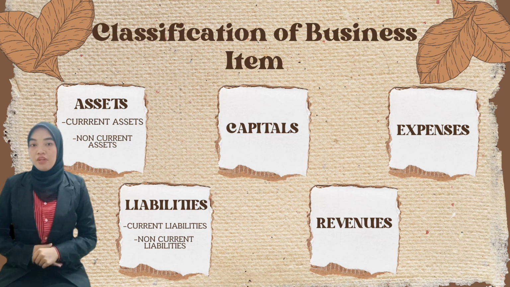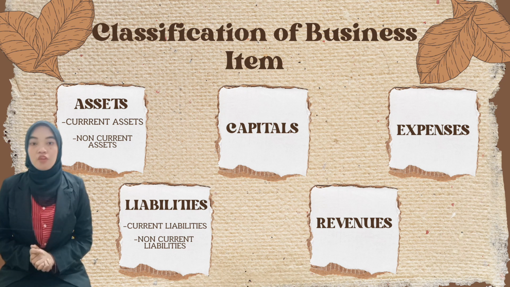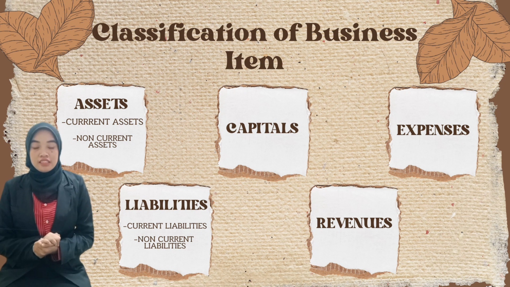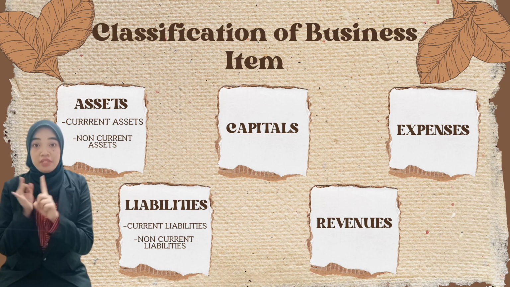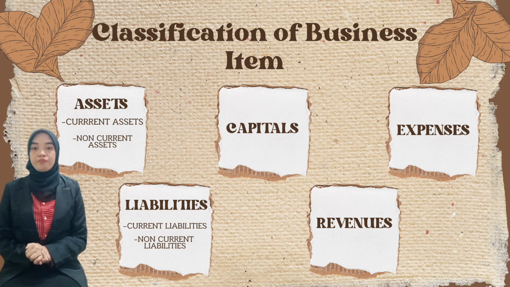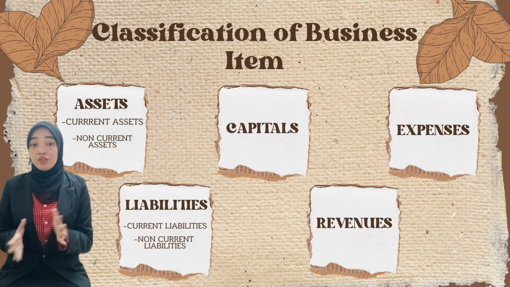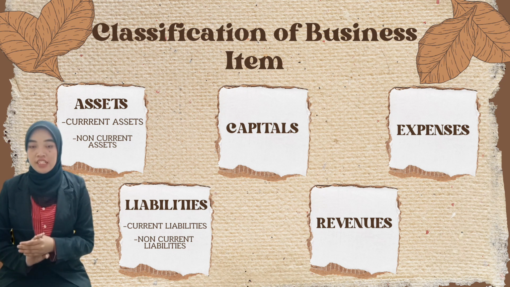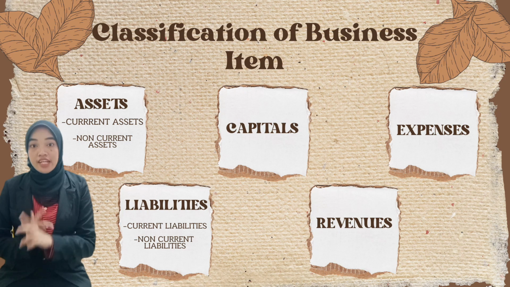Okay, I will continue to the classification of business items. Here we have 5 business items like asset, liability, capital, revenue, and expenses. Now, I want to explain about asset. For asset, we have 2 categories, current asset and non-current asset.